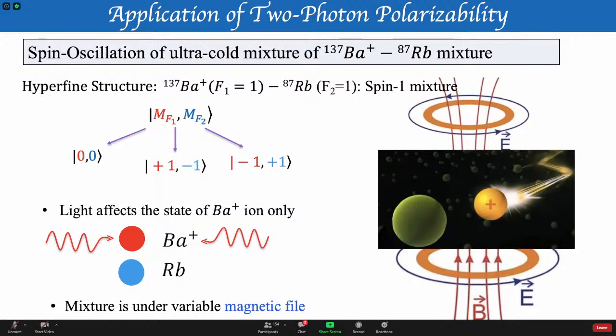Now we apply a magnetic field also. So we expect this kind of degeneracy will break. Along with that, we'll shine light only on the ion, barium plus, by choosing the tune-out wavelength of barium plus, which is far away from the resonance line of the rubidium. So this light will not affect the atom at all, and we will see the changes of only this one.